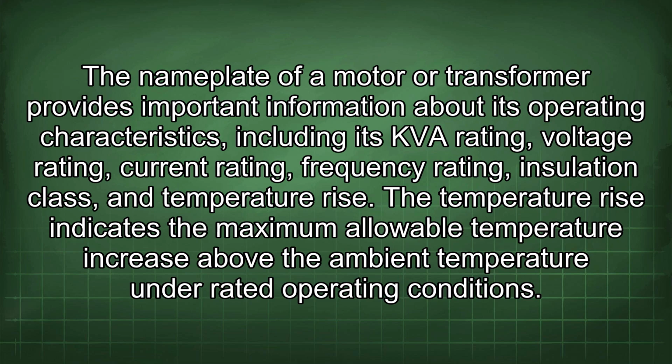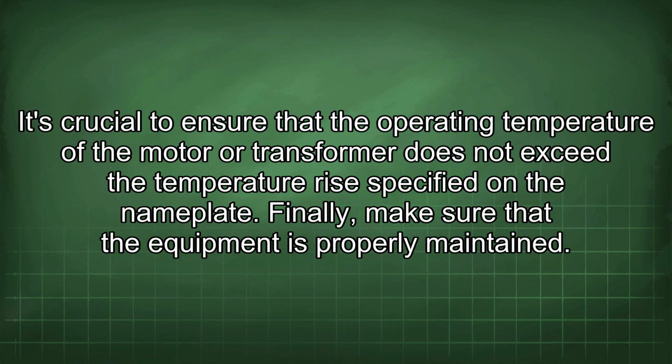The nameplate of a motor or transformer provides important information about its operating characteristics, including its KVA rating, voltage rating, current rating, frequency rating, insulation class, and temperature rise. The temperature rise indicates the maximum allowable temperature increase above the ambient temperature under rated operating conditions. It's crucial to ensure that the operating temperature of the motor or transformer does not exceed the temperature rise specified on the nameplate. Finally, make sure that the equipment is properly maintained.